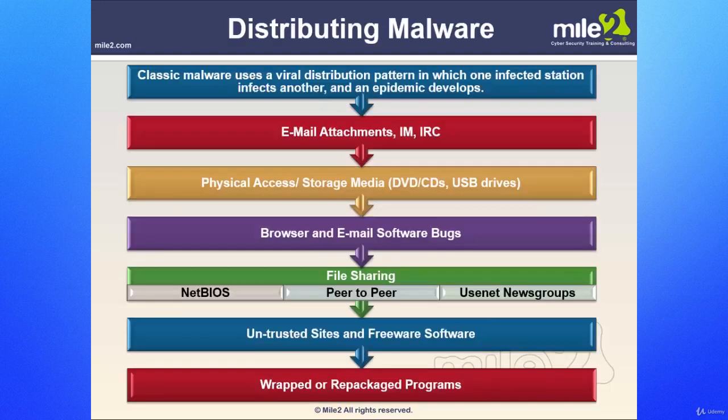All right. So when we're looking at distributing malware, overall, malicious software, classic malware uses viral distribution patterns in which one infected station infects another, and then an epidemic evolves from that, right? So normally through email attachments, instant messaging, IRC, very important IRC side of it, right? We also have physical access, such as storage media, DVDs, CDs, and USB sticks, right? And of course through the traditional browser and email software bugs. Now we also have file sharing through either NetBIOS file sharing, peer-to-peer if you happen to be using that, and any kind of Usenet newsgroups as well. Of course, another big one is untrusted sites and freeware software, which goes down to never downloading anything off of an untrusted site. And of course, wrapped or rewrapped programs.